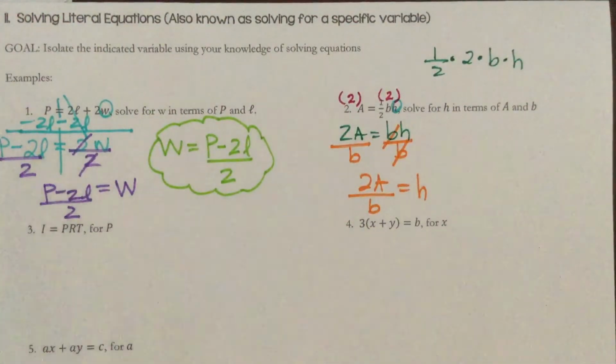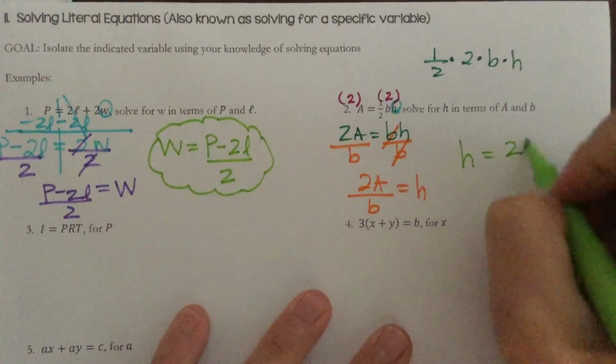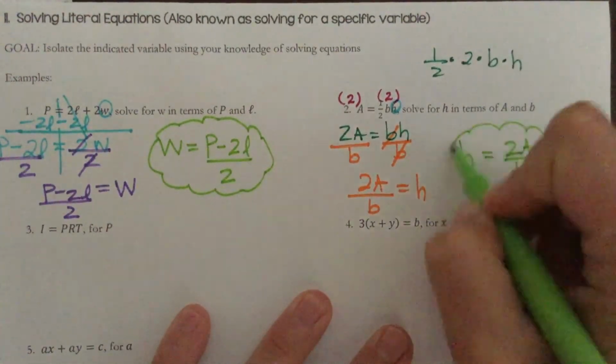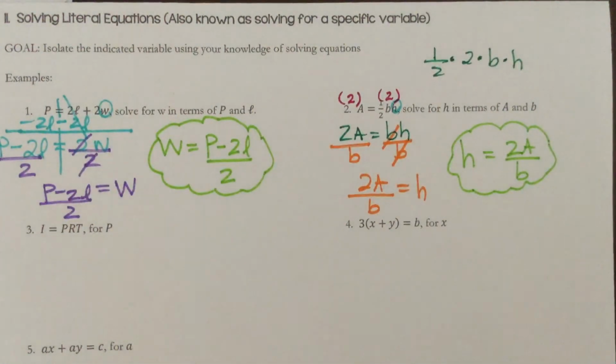Again, if it bothers me that that is written with the H on the right, I can rewrite it and say that H is equal to 2A over B. In other words, the height can be found by taking 2 times the area and dividing by the base.